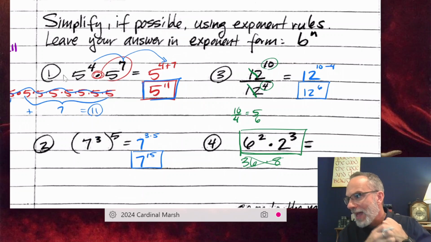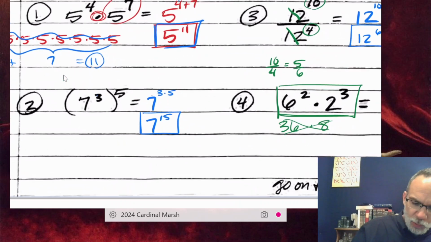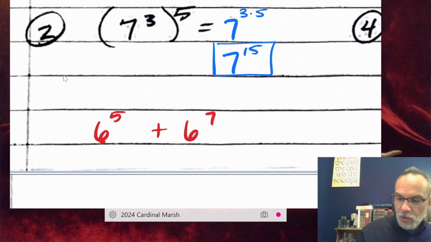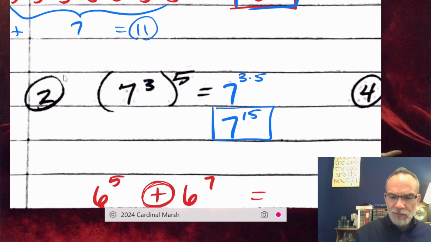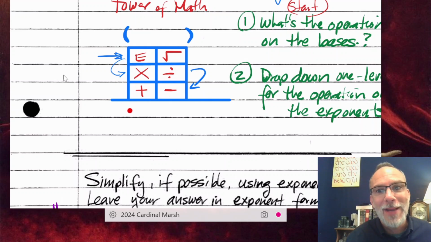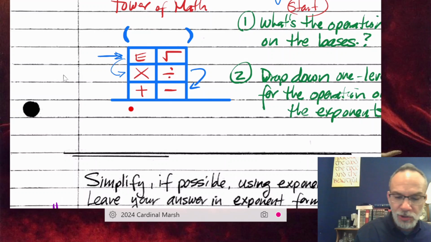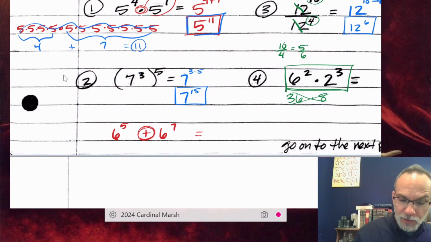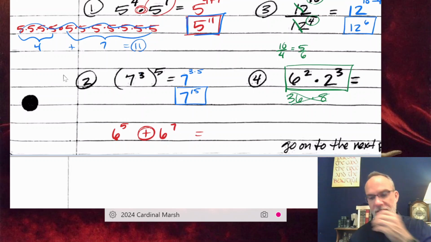You can't do it when you add either. I'll do one last one down here. If I had something like 6 to the 5th plus 6 to the 7th, what's the exponent rule when you add the bases together? We'll go up to the Tower of Math again, and you'll see, oh, I'm going to start at addition, and I'm going to drop down one level. But you can't. There's no basement in the Tower of Math. There might be maybe a dungeon if you go to it. There's no rule for addition. You can't simplify that into any kind of single rule. You can figure out what 6 to the 5th is and add it to 6 to the 7th, but you can't do an exponent rule to get it down to a single base to an exponent.